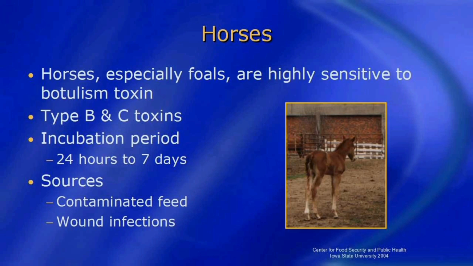Horses, especially foals, are highly sensitive to botulism toxins. The most common toxins in equines are type B and C toxins. The incubation period in equines is 24 hours to 7 days. In horses, the most common sources of botulism are contaminated feed or infection by the organisms in open wounds.